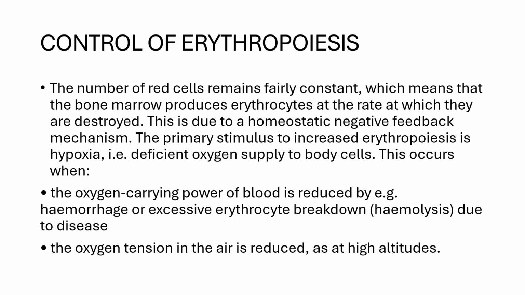The body already knows the number of red blood cells that it has to produce every 7 days. It already knows. Which means that the bone marrow produces erythrocytes at the rate at which they are destroyed. So that's how the body works. That is the mechanism. The rate at which they are destroyed is the rate at which they are produced.